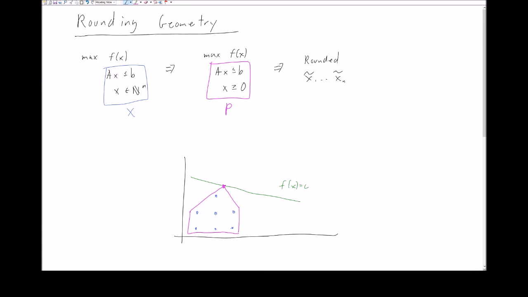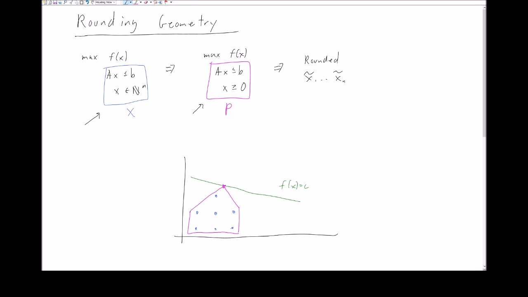Now that we know what LP rounding is, we can get a little bit of a better perspective on it by looking at the geometry. Here we have some integer program, and we're going to call the feasible region of it X. X is a set of lattice points. The linear program relaxation we're going to call P, that is the polyhedron defined by the constraints.